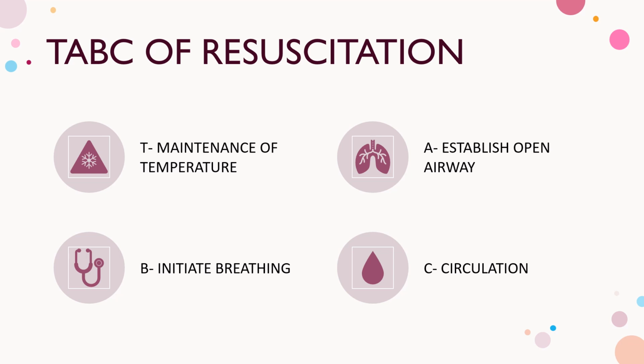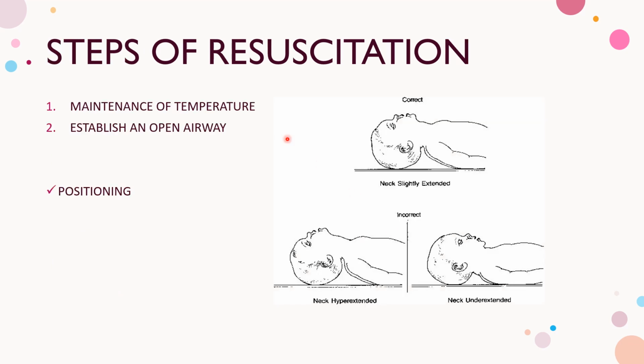Let's see how the steps are to be followed in circulation, how compression should be given, and how it should be maintained. Step by step, we will see the steps of resuscitation. First, as I said, maintenance of temperature. It is very important to prevent hypothermia in a newborn baby. The mother's womb temperature is different from the room temperature after birth, so the baby may experience hypothermia. To prevent heat loss, the baby should be dried immediately and kept under the radiant warmer.